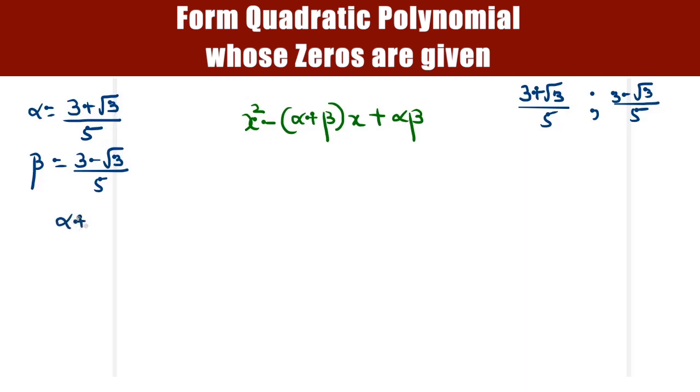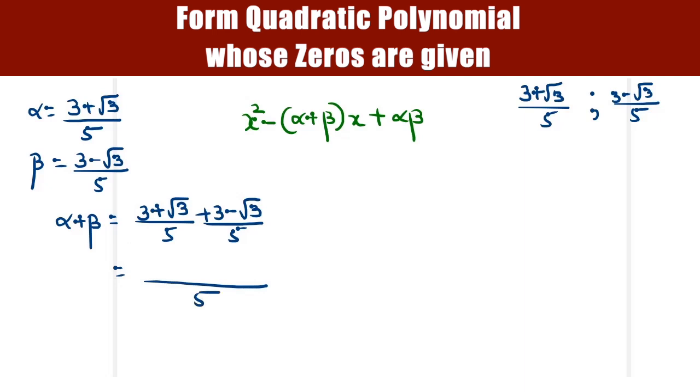So let's calculate alpha plus beta. It is going to be (3 plus root 3) by 5 plus (3 minus root 3) by 5. There's no need to take LCM because the denominators are the same. So I'm combining this. This is 3 plus root 3 plus 3 minus root 3. Minus and plus root 3 get cancelled. So 3 plus 3 is 6. So alpha plus beta is 6 by 5. So let's note that down. Alpha plus beta is equal to 6 by 5.